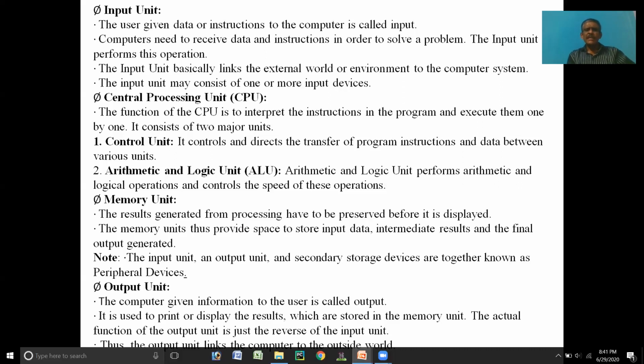The memory unit thus provides a space to store data, intermediate results, and the final output generated. It means memory is nothing but an open space in which we can store data, intermediate results, and even the final output generated by the system.